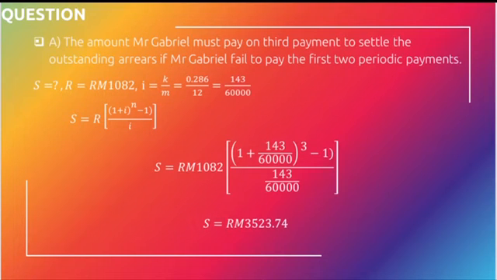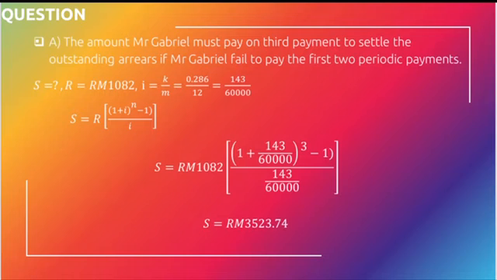So the next step would be writing down the formula, which is S equals R, bracket 1 plus I, bracket power of N, minus 1, bracket over I. So in this case, I have written down the formula, which is the S formula that I'm going to use. So the next step would be S equals RM 1082, bracket 1 plus 143 over 60,000, bracket to the power of 3 minus 1, bracket over 143 over 60,000.